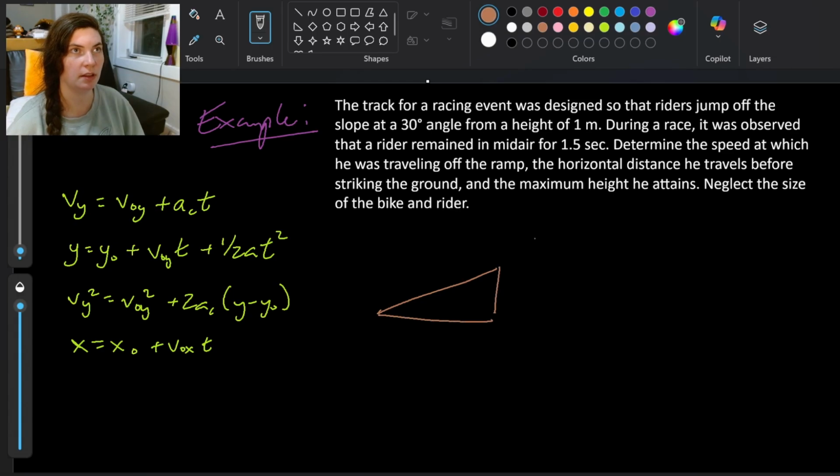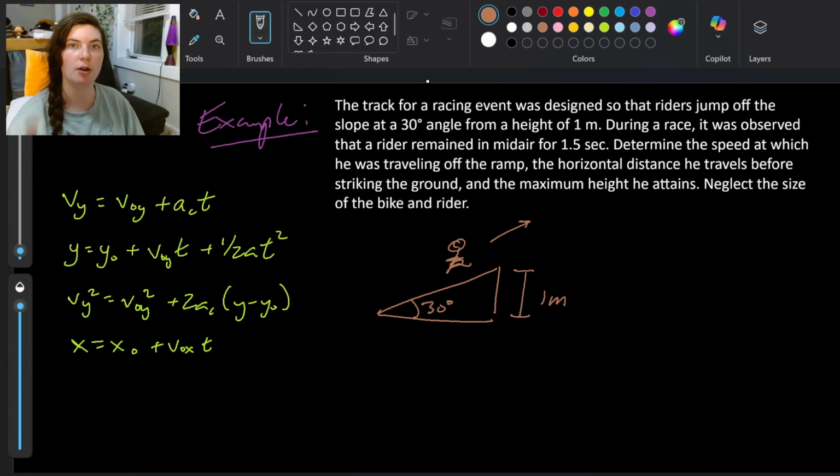There's a ramp that they're coming off of. Right, so here's our guy. He's coming off of this ramp, which is at a 30-degree angle and has a height of 1 meter. During the race, it was observed a rider remained in midair for 1.5 seconds.